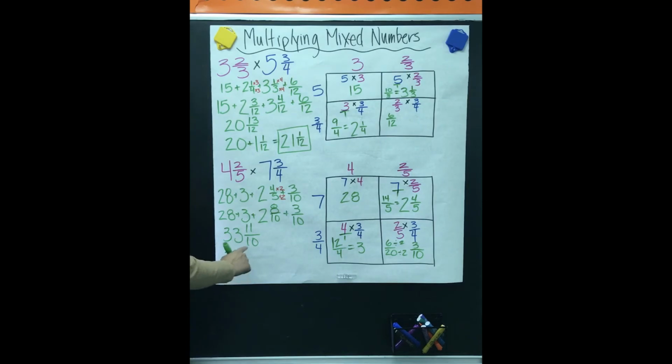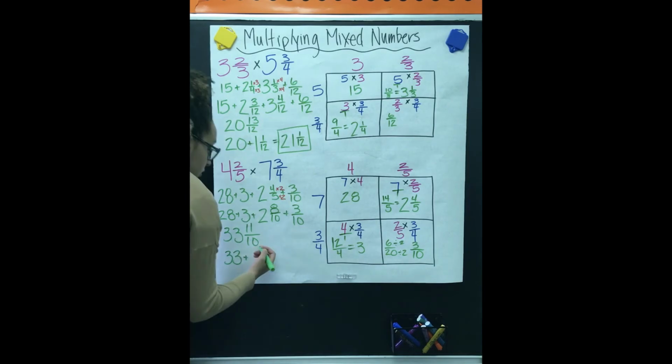We have to think, how many times does 10 go into 11? Let's skip count by tens. 10, 20, oops, that's too many. What's 10 times 1? 10. So it goes in 1 time. And then we go 11 minus 10, which is 1.